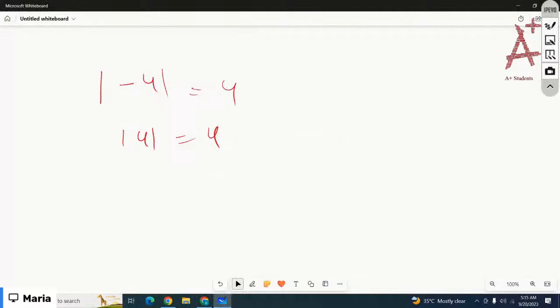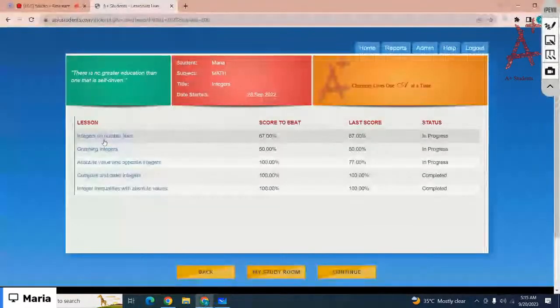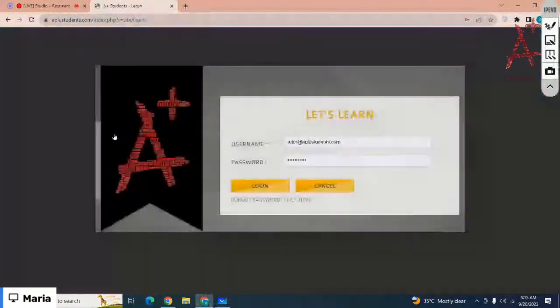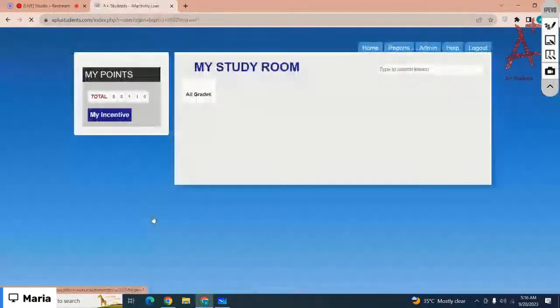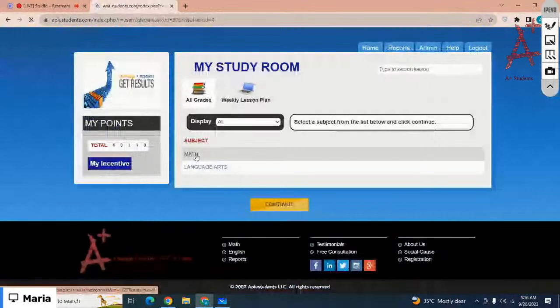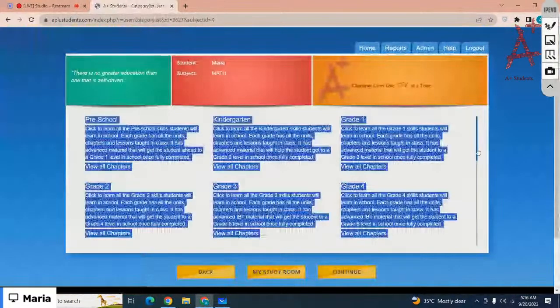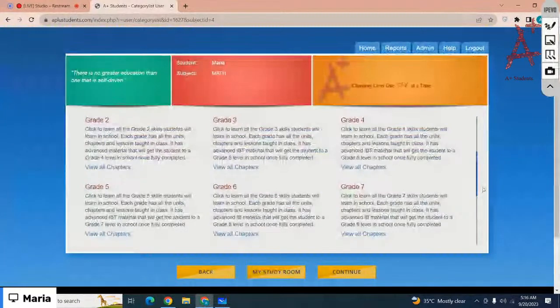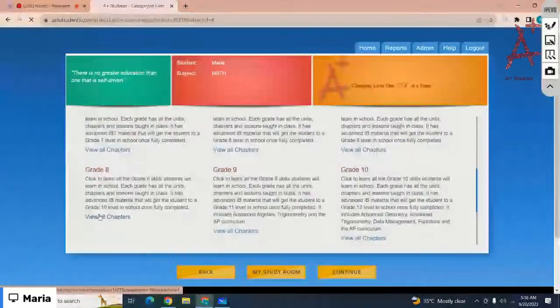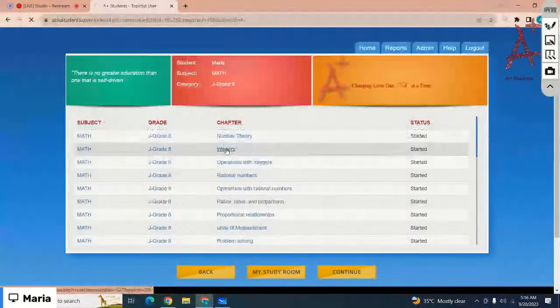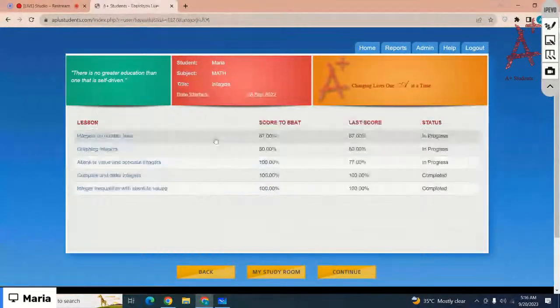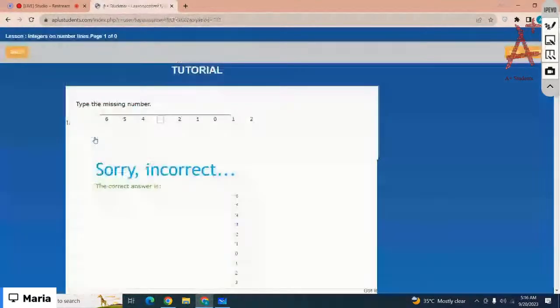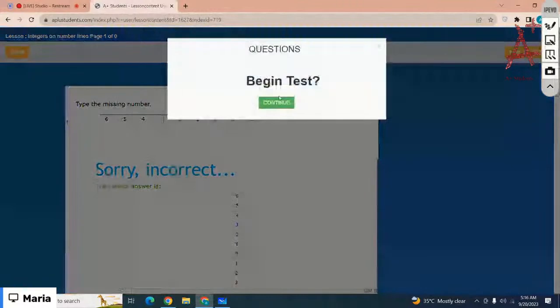Let's just start with the practice questions now. We have always discussed all of the lessons. Now let's do practice questions from the lessons, right? Let's just start with the first one: integers on number lines. This chapter is very easy. Okay, let's just start with the test questions.